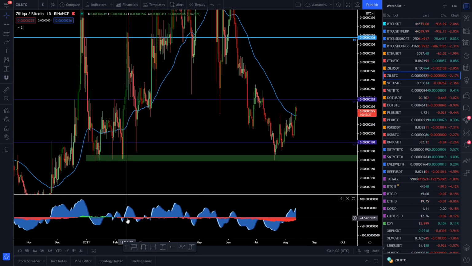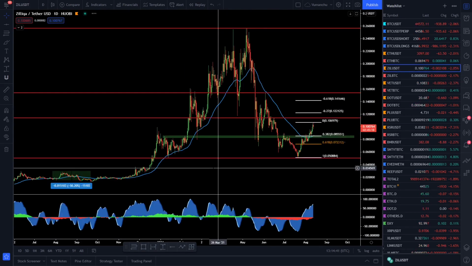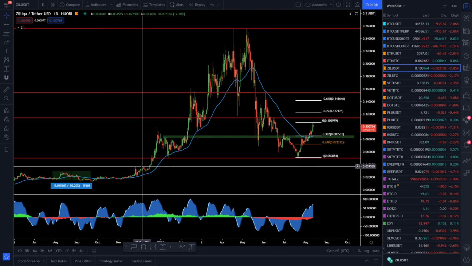Money flow has been in the red for a long time. I mean, you're going back to February, so it's not been the best time for Zilliqa in the BTC pairing, but the US dollar pair did really well. It had such a great rise. I mean, I was lucky.